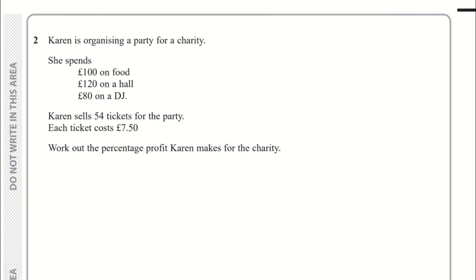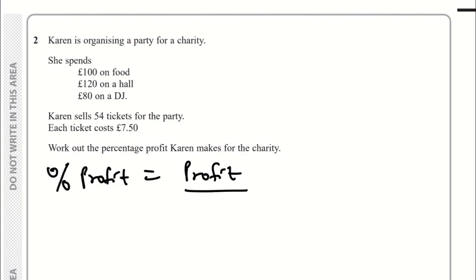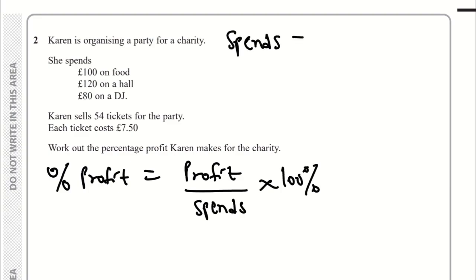Okay, so let's just get the formula for percentage profit, which is equal to profit over what she spent, so I'm going to say over spent, all right, then times 100%. Let's get what she spent. Now we're told that she spent £100, so I'm going to add £100 to £120 to £80. So let's add all these up.